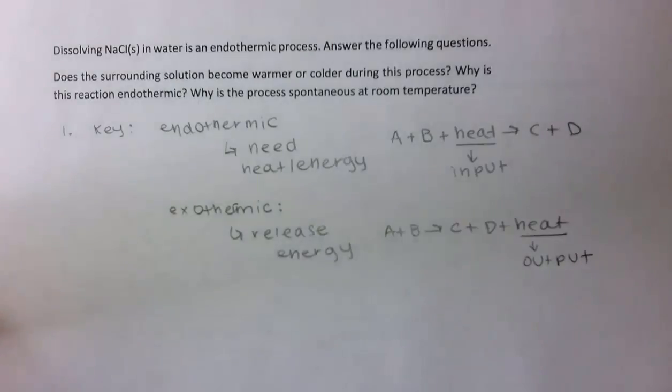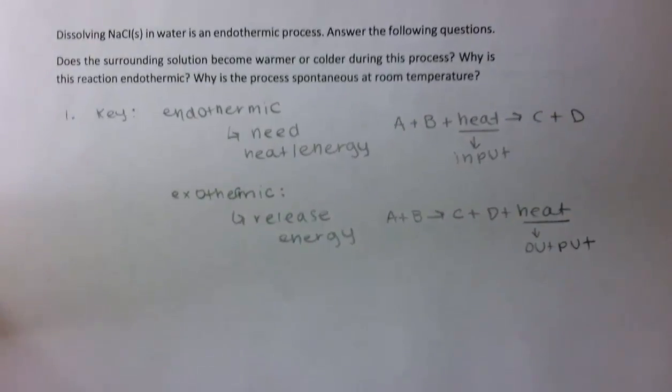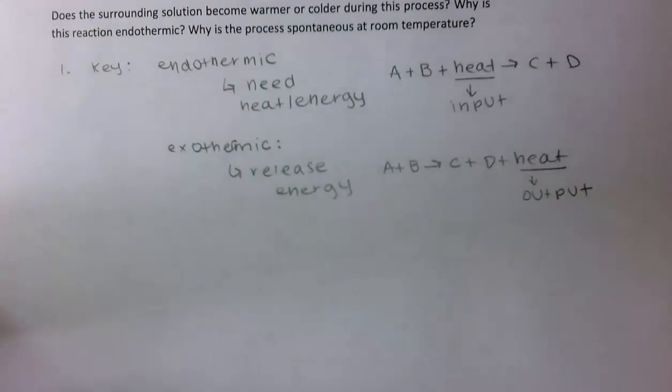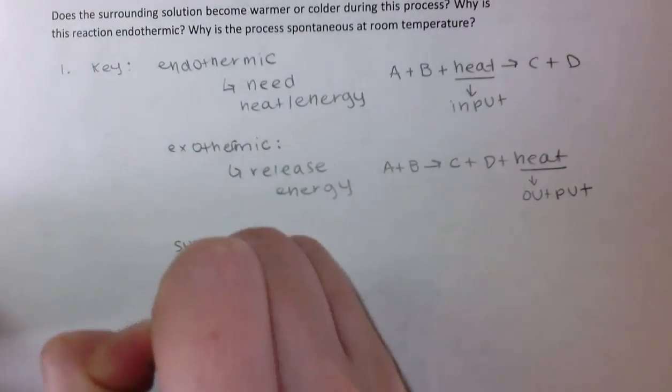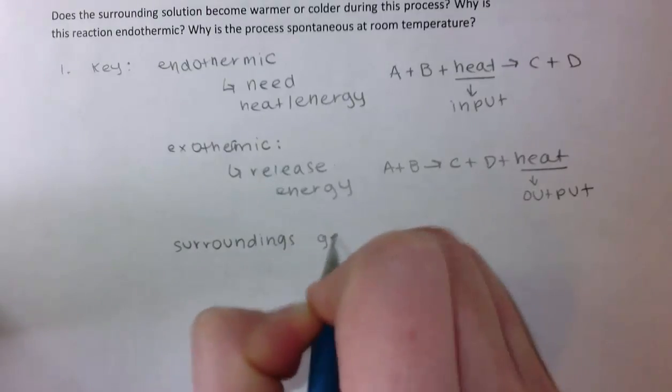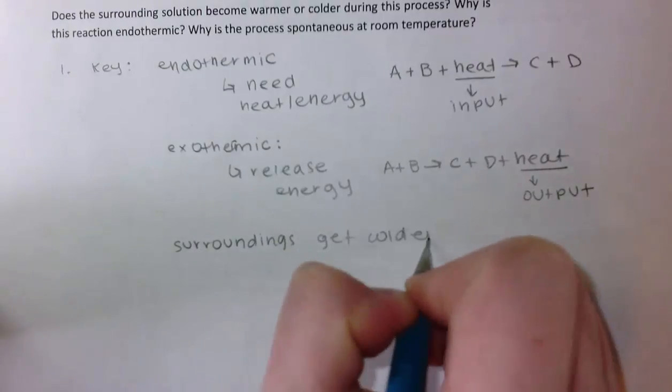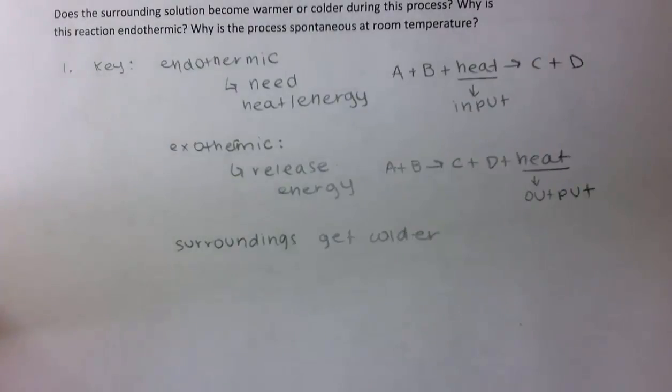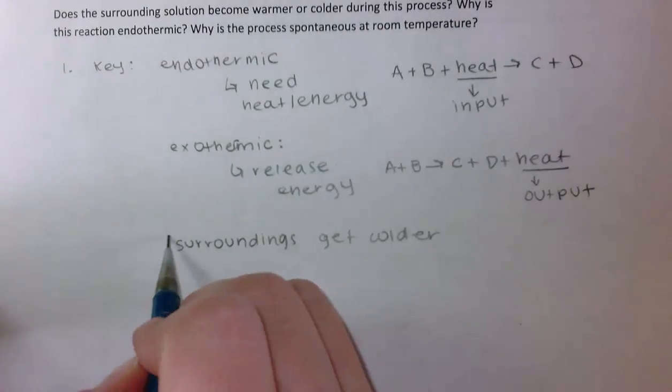It's being released. So knowing that, we can then say that our surroundings get colder because to draw in heat, we need to take that energy from our surroundings. So our surroundings actually cool down, whereas for an exothermic reaction, our surroundings heat up.